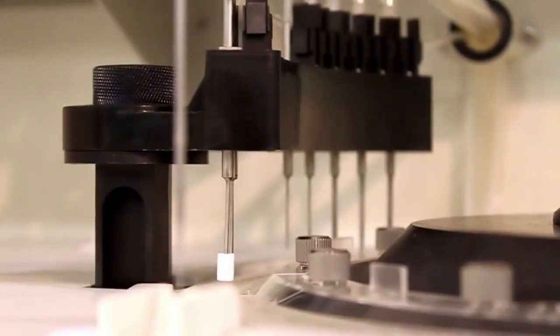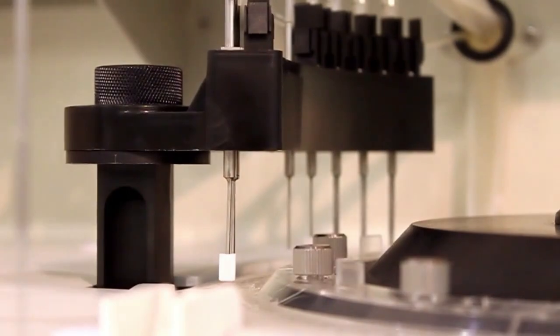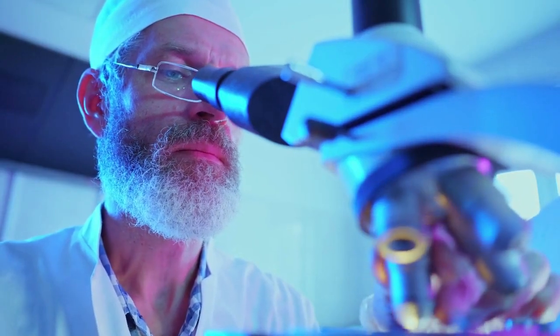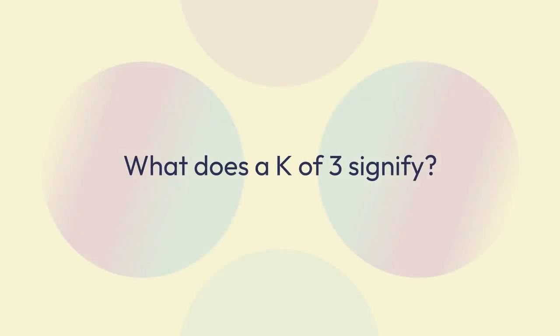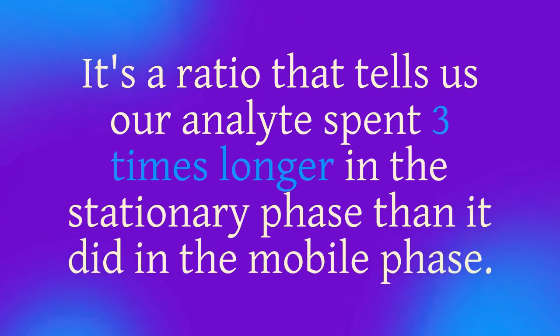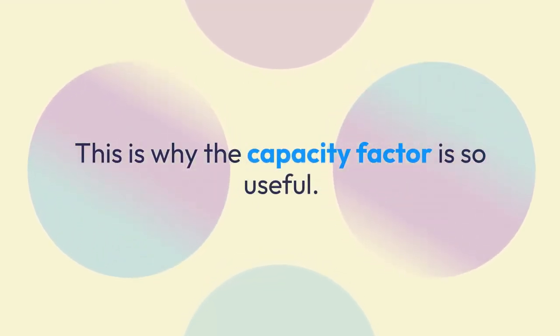This is called the adjusted retention time and it represents the time the analyte was actually interacting with the stationary phase. We then divide that 6 minutes by the void time of 2 minutes, which gives us a final capacity factor of 3. But what does a k of 3 actually signify? It's a ratio that tells us our analyte spent 3 times longer in the stationary phase than it did in the mobile phase. This is why the capacity factor is so useful.